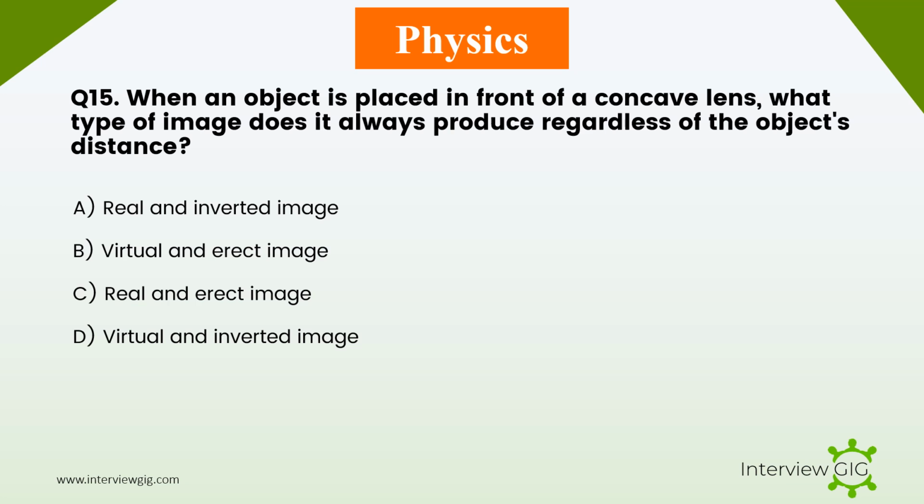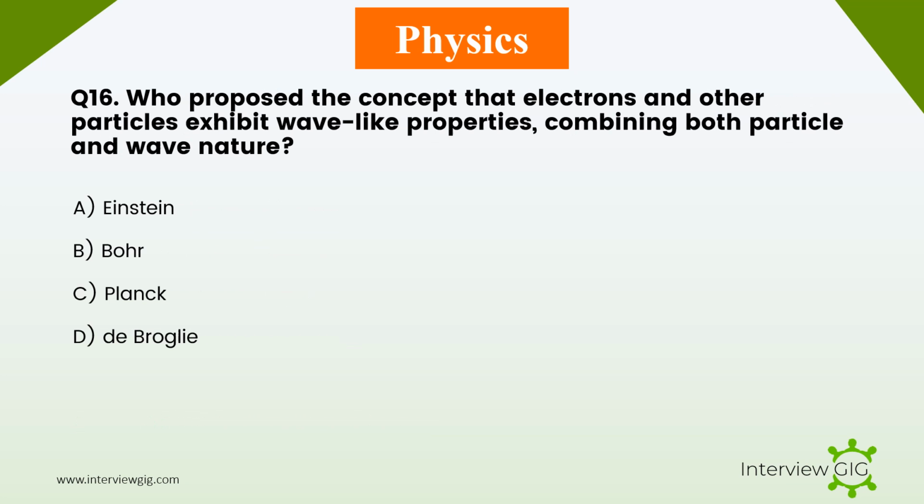Next question. When an object is placed in front of a concave lens, what type of image does it always produce regardless of the object's distance? Options. A. Real and inverted image. B. Virtual and erect image. C. Real and erect image. D. Virtual and inverted image. Answer B. Virtual and erect image.